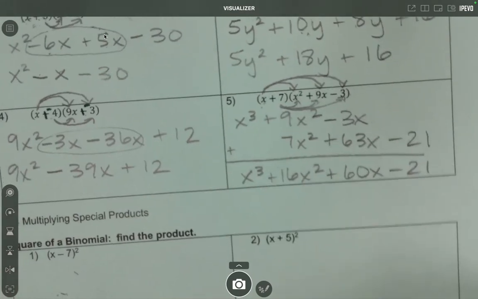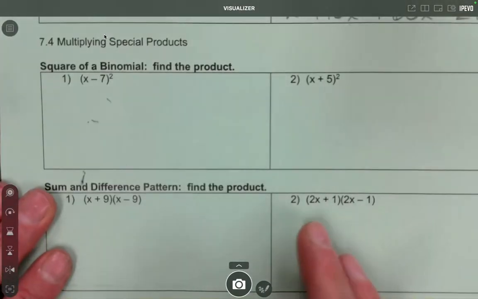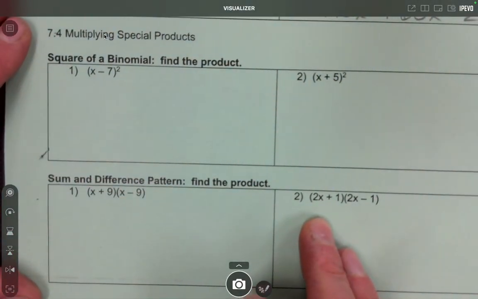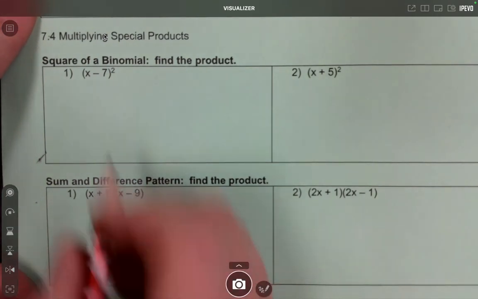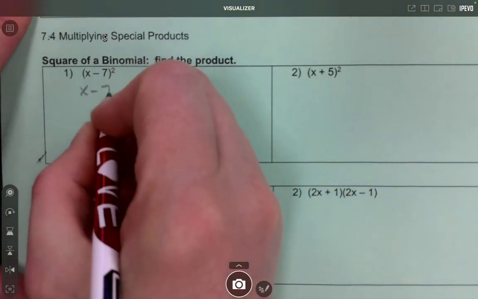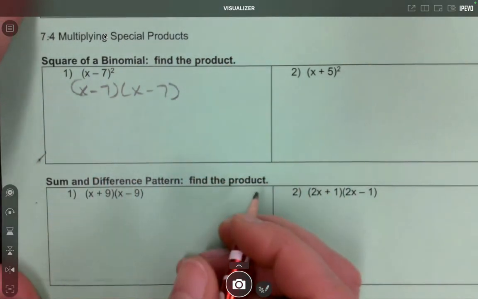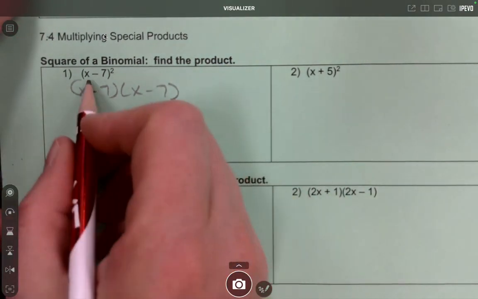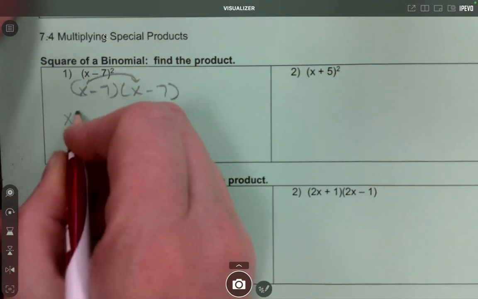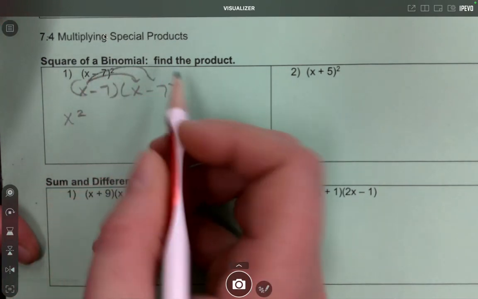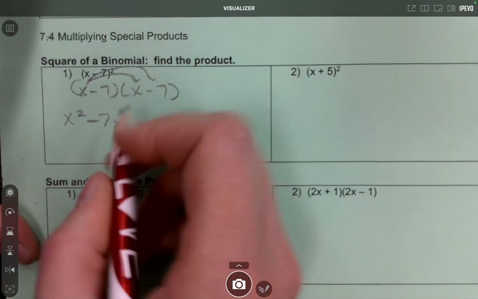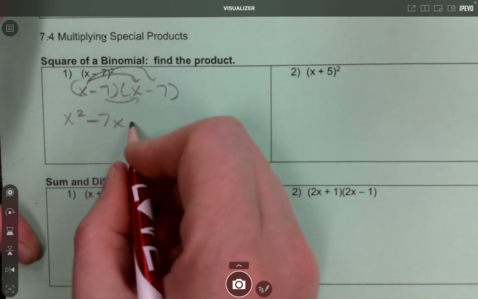So this is technically still just multiplying, but sometimes we have some cool patterns. So we want to look at a couple of these. So if it's squared, it means I have to multiply it by itself. So first I write it down twice, and then I do my same distributing pattern. So x times x is x squared. X times negative 7 is negative 7x. Negative 7 times x is negative 7x.